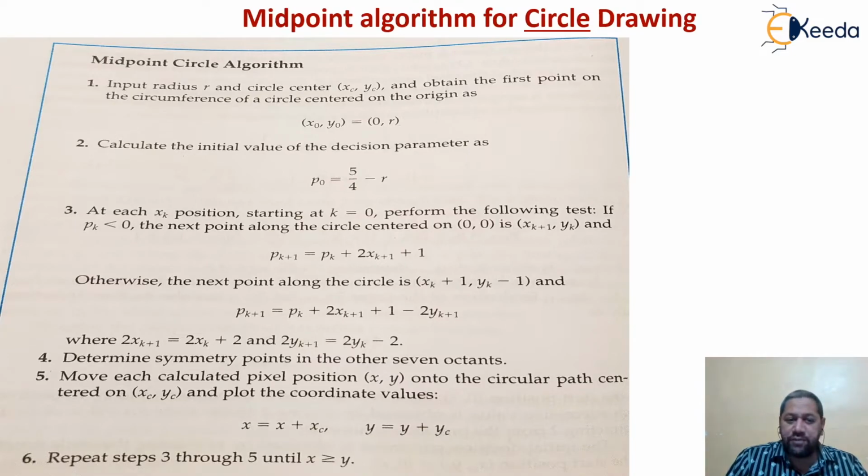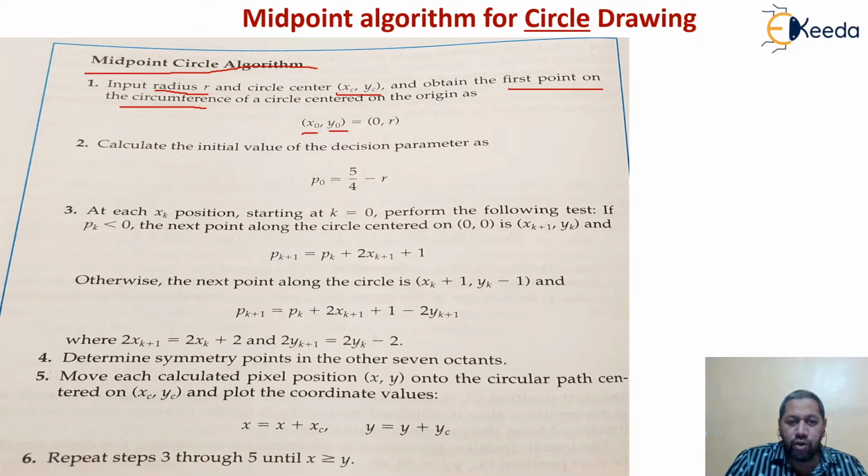As per our textbook, we are going through the same algorithm, which has the name midpoint circle generation algorithm. I want everyone to look at this. Input radius r, and the circle center is xc comma yc. xc comma yc is the center of the circle, r is my radius, and obtain the first point on the circumference of a circle centered on the origin. What is my first point? My first point is x0 comma y0.